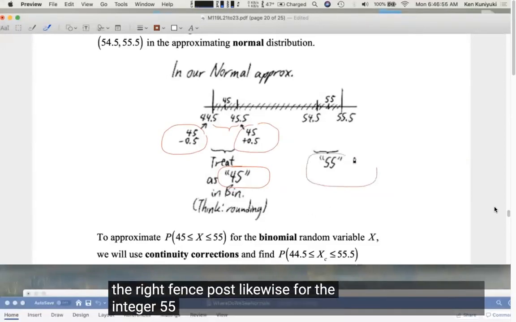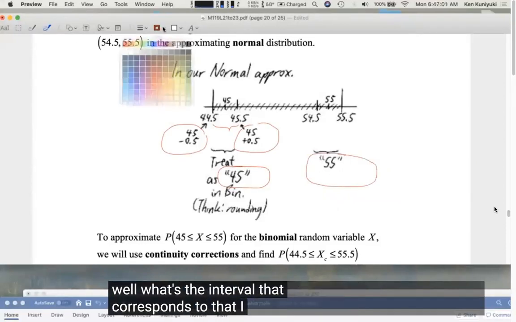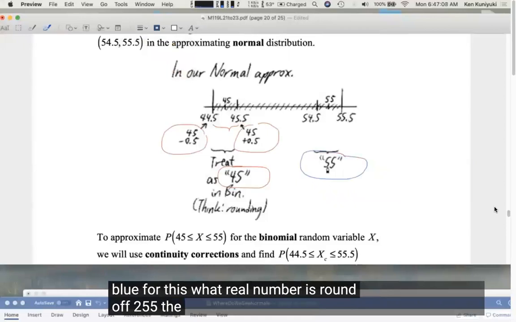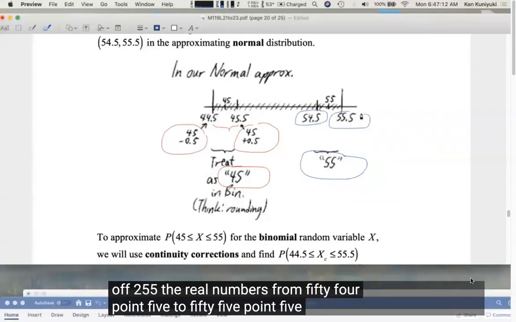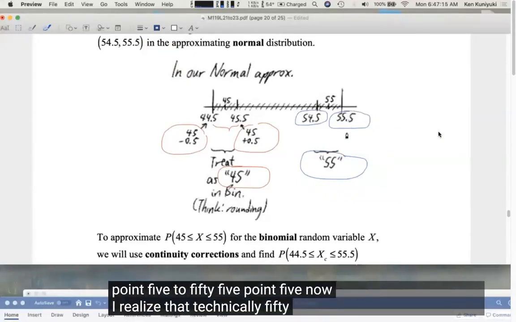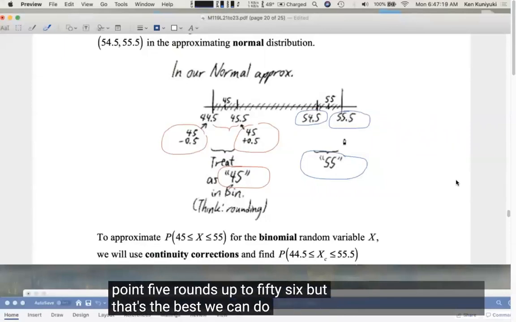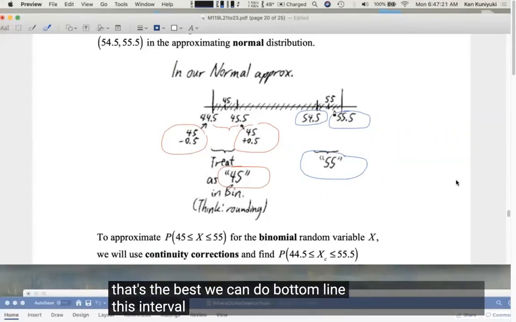Likewise, for the integer 55 for the binomial distribution, what's the interval that corresponds to that? Actually, I'll use blue for this. What real numbers round off to 55? The real numbers from 54.5 to 55.5. Now, I realize that technically 55.5 rounds up to 56, but that's the best we can do. Bottom line, this block of real numbers in here will round off to 55, just as this block of real numbers over here will round off to 45.